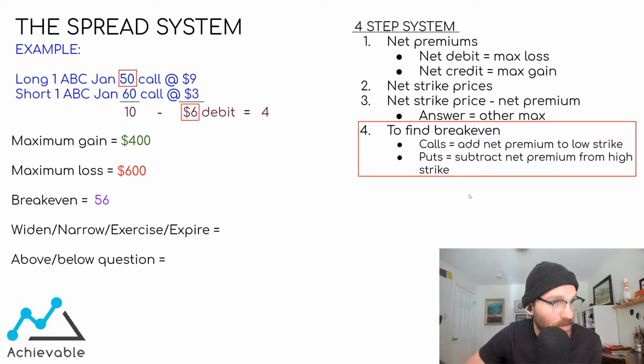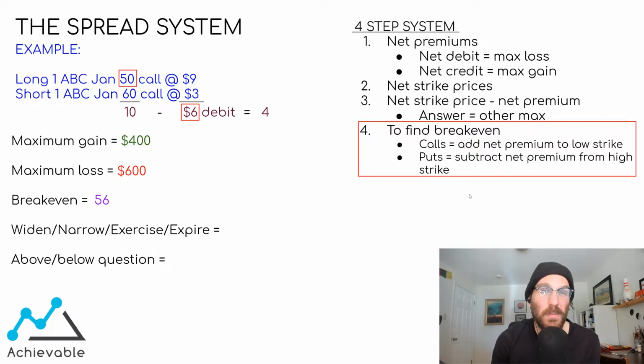And just so you know, for this question here, if this was a put spread, we would have counted down from the high strike price, put down. So our break even would be 54 if it was a put spread, just so you know. But it's not. It's a call spread. We have a break even of 56. That's how you get to maximum gain, maximum loss, break even.